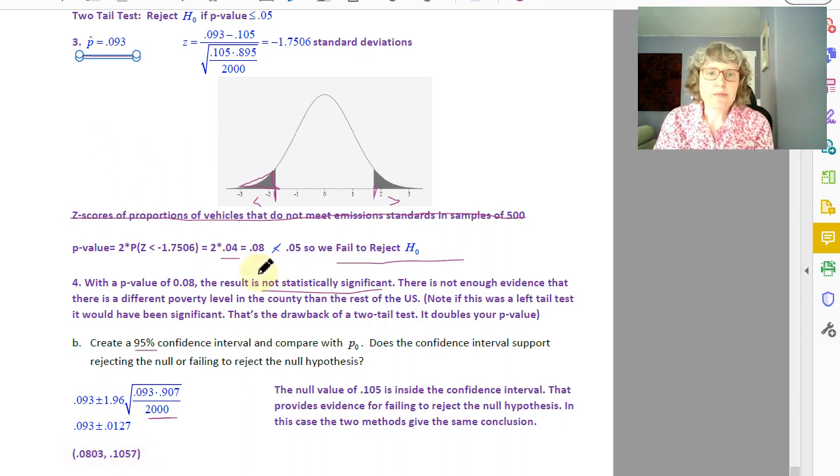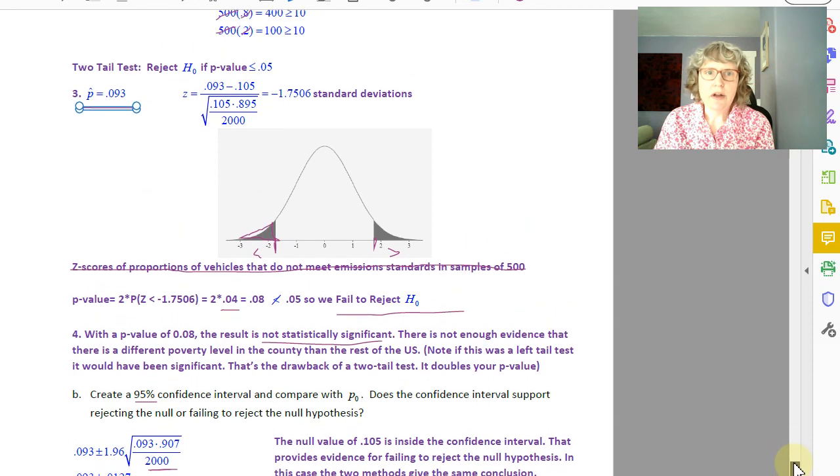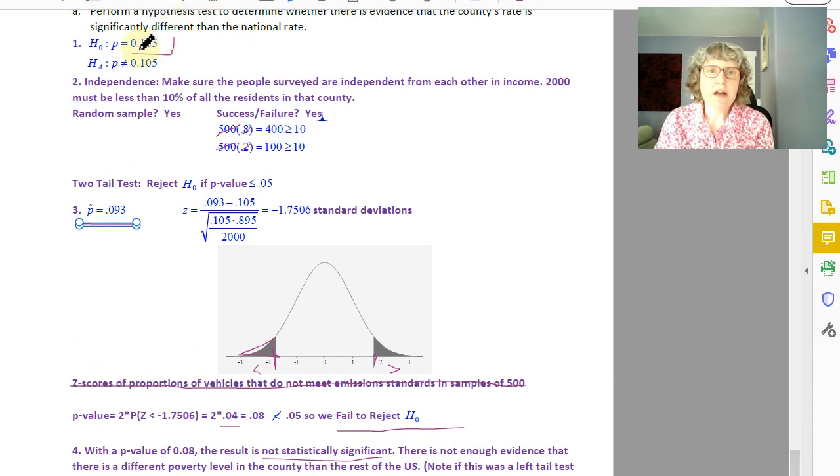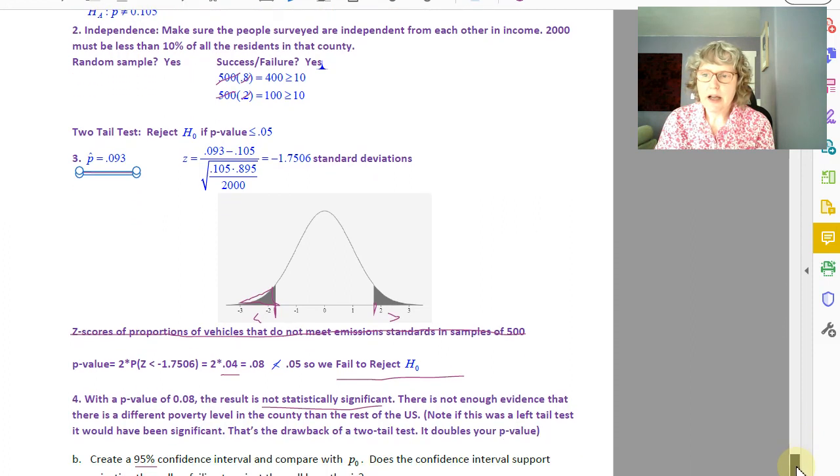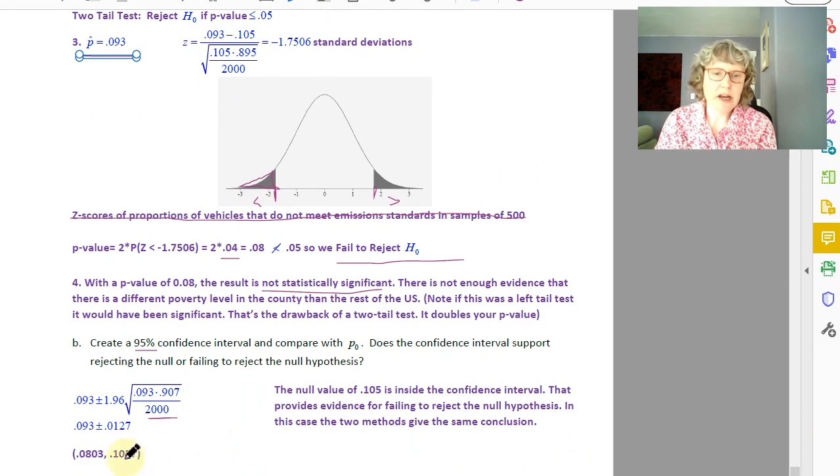So let's check our p0. It was 10.5 or 0.105. Is that inside? Oh, again, it's just barely inside. The null value of 0.105 is inside the confidence interval. So when the null is inside, that's evidence for the null, or failing to reject the null. In this case, the two methods give the same conclusion. So we failed to reject, and here we also failed to reject. So we didn't have statistically significant evidence here.